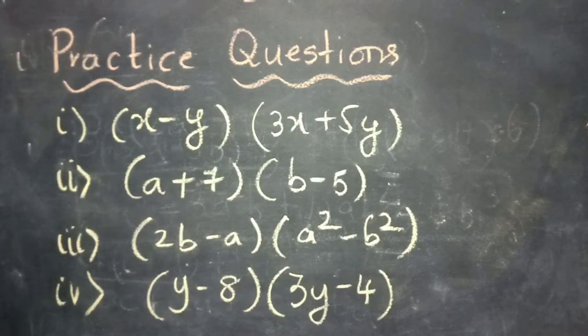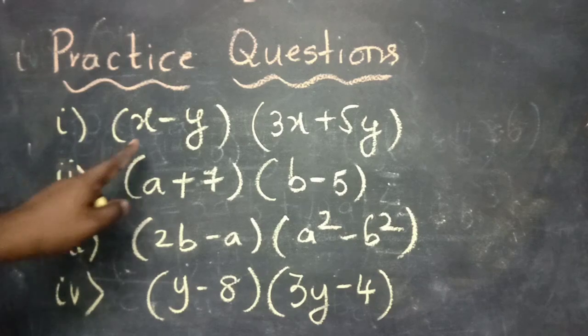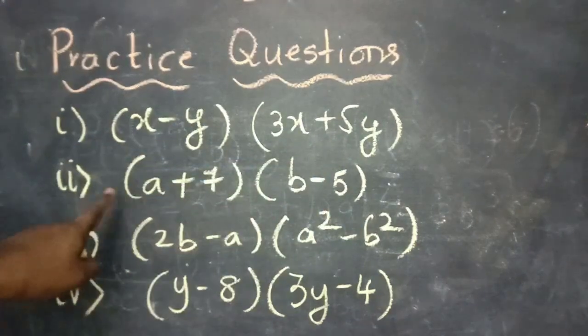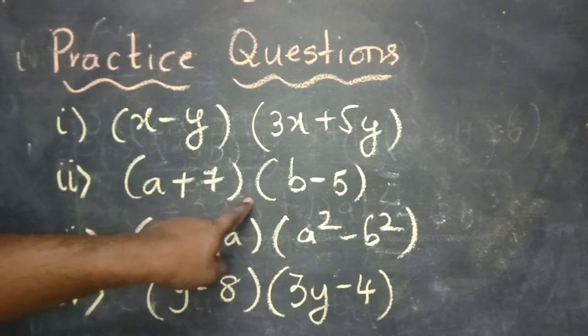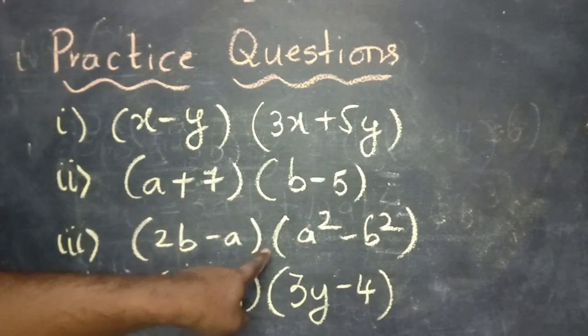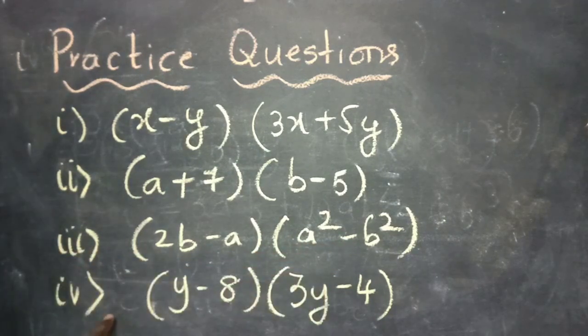Students, a few questions for your practice. The first question, x minus y into 3x plus 5y. Second question, a plus 7 into b minus 5. Third question, 2b minus a into a square minus b square. Fourth question, y minus 8 into 3y minus 4. These are a few questions for your practice. Do practice and find the solution for these.